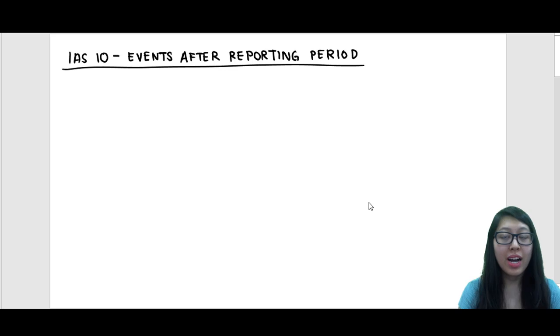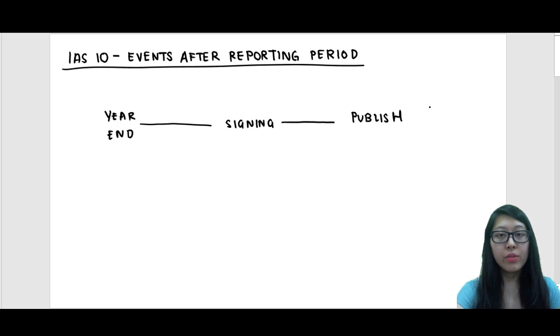Today we'll be learning about IAS 10, which is about events after reporting period. IAS 10 requires the provision of additional information on events which happen after the reporting date that could affect the position at the reporting date.